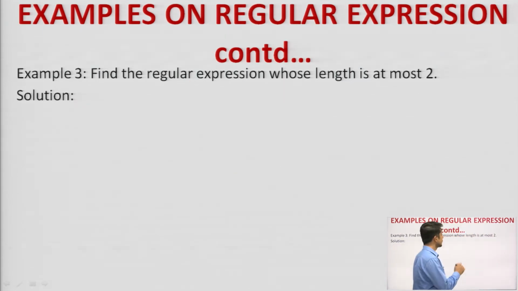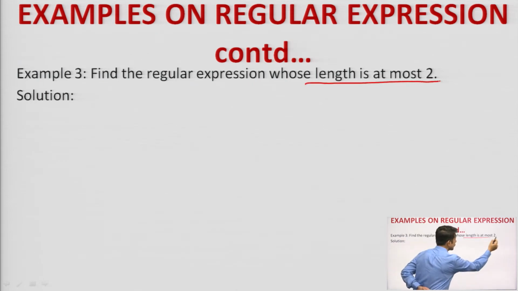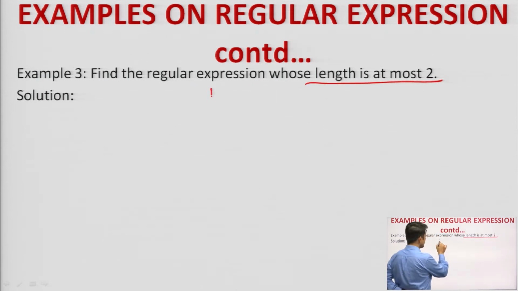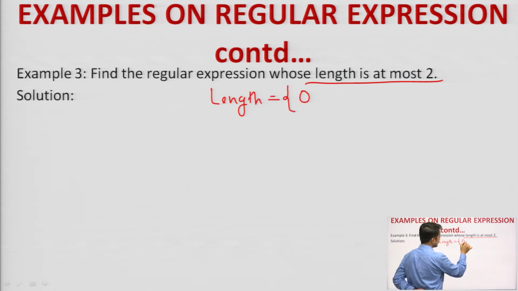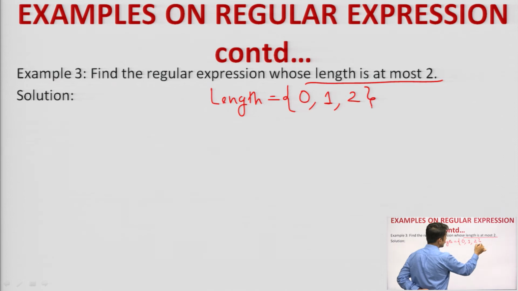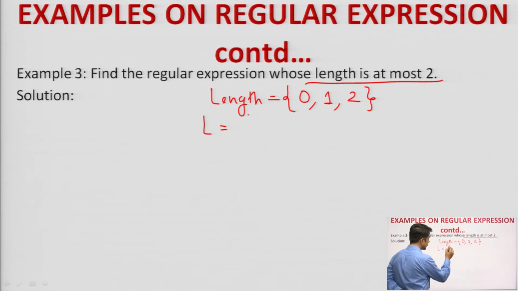Okay. Now, this question says length is at most 2. Okay, at most 2 we have done it. So, that means the length should comprise of what? 0 length, 1 length and 2 length, not more than that, not less than that. Okay, correct. So, 0, 1 and 2 will be the lengths. So, if I find out 0, 1 and 2 are the lengths, definitely the language will be what?